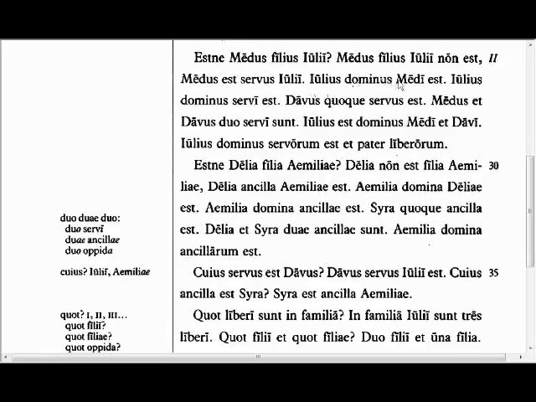Julius dominus Medi est. Julius is the dominus Medi. Dominus here, master. Julius is the master of Medus. Julius is the master of his slave, servi, the genitive of servus. Davus, Dave or Davus, is also a slave, quoque.